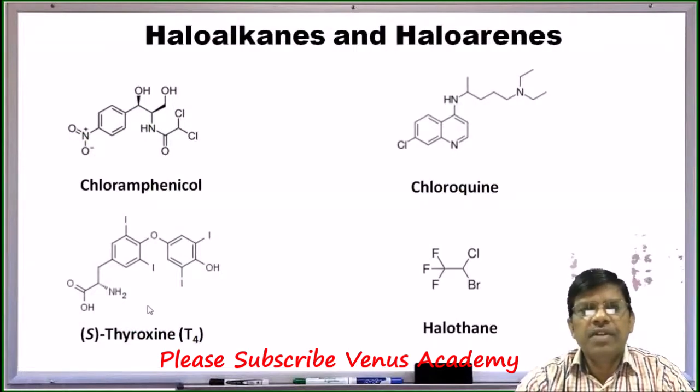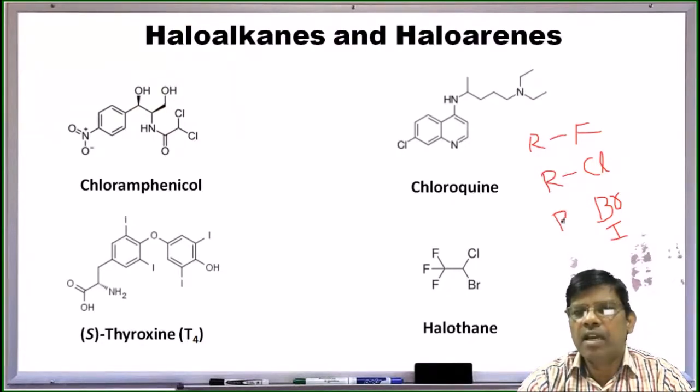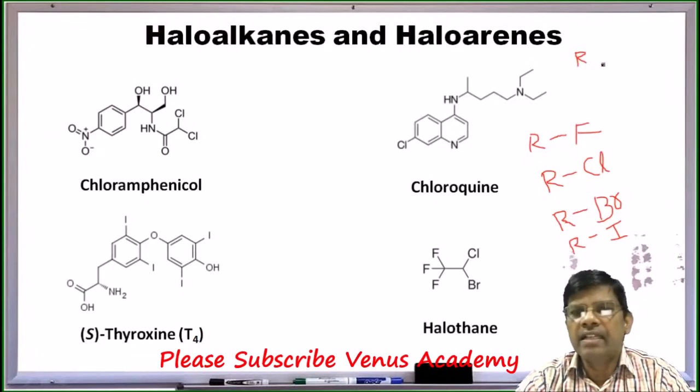Dear students, today we are going to learn about haloalkanes and haloarenes. These are the compounds having halogen. Common halogens are fluorine, chlorine, bromine and iodine. For example, RF, RCl, RBr. If the R is alkane, then these compounds are known as haloalkanes. If R is arene, then it is known as haloarenes.